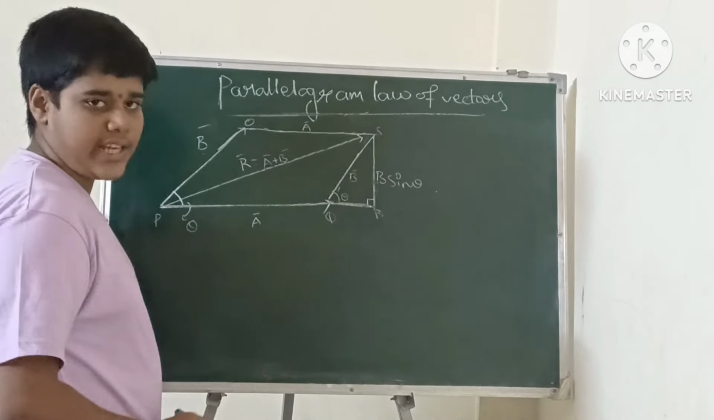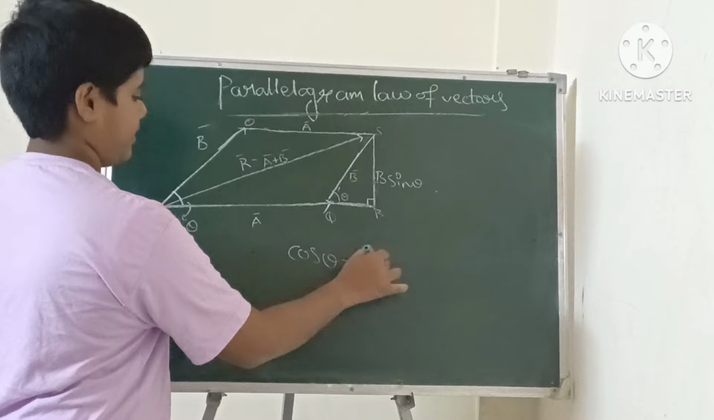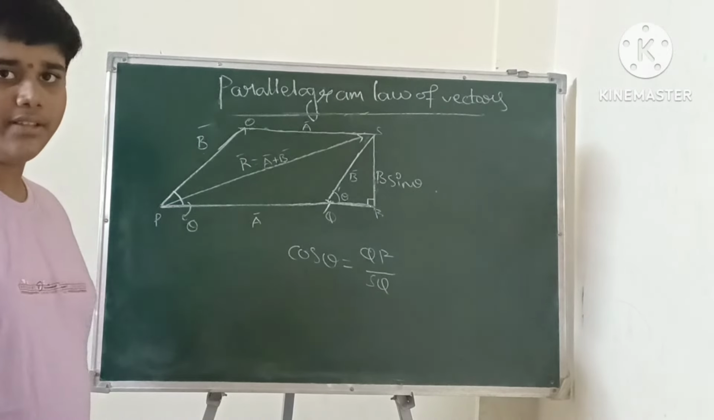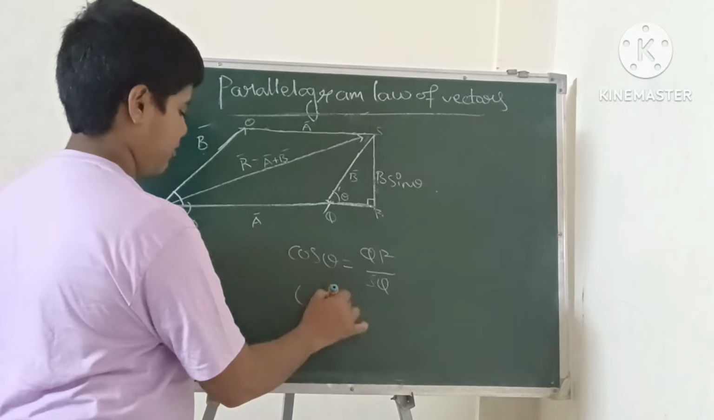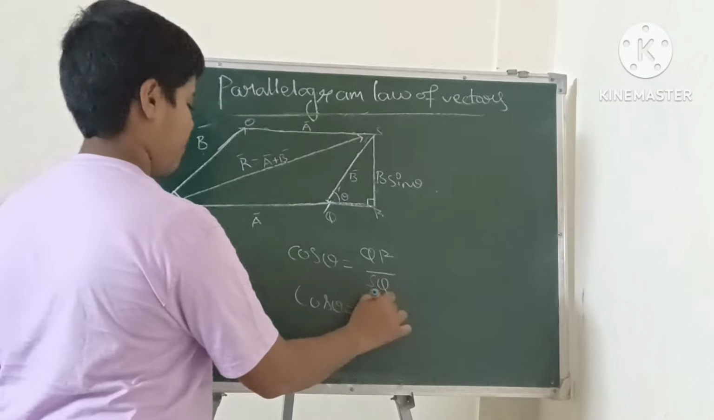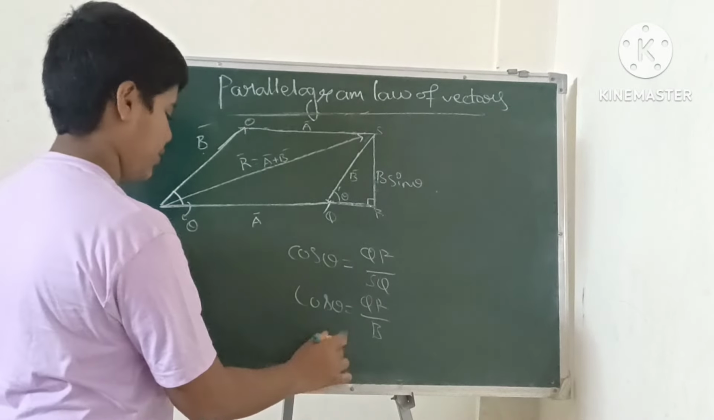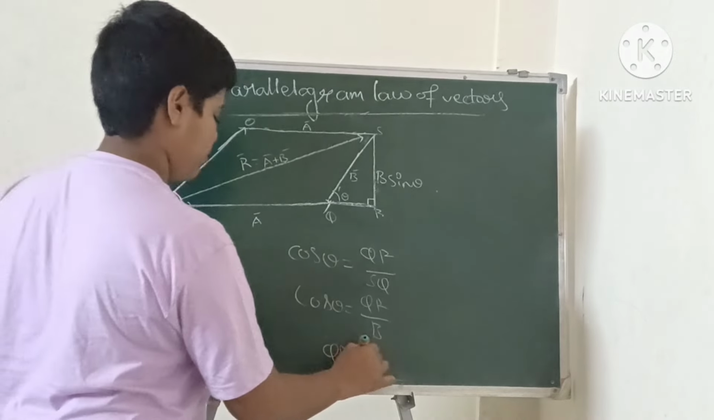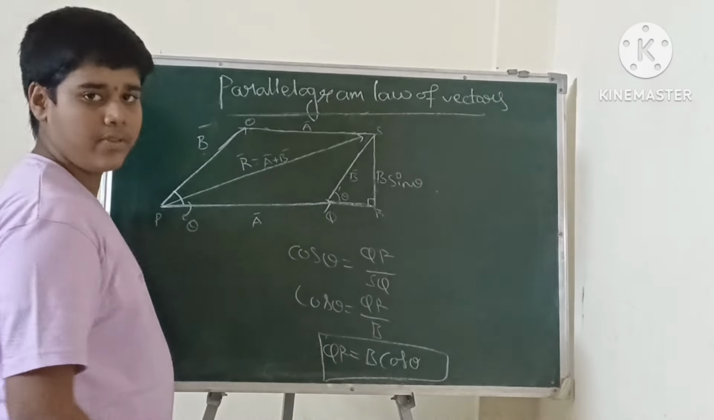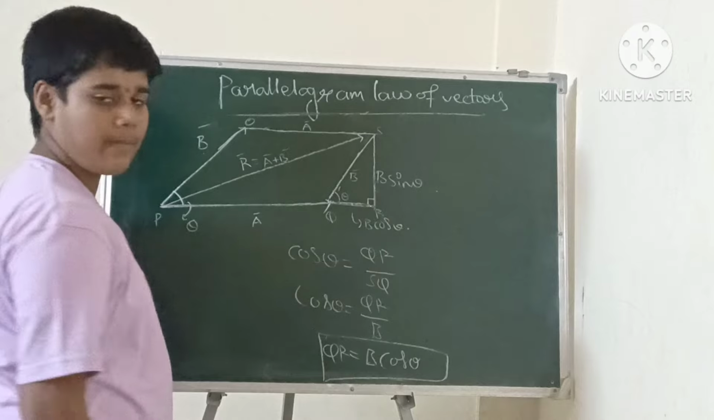So this is the adjacent side. Here cos theta means adjacent side QR by SQ, the hypotenuse. So here cos theta is equal to QR by SQ, which is B, and we have to find the adjacent side QR. So here QR is equal to B cos theta. So this adjacent side is B cos theta.